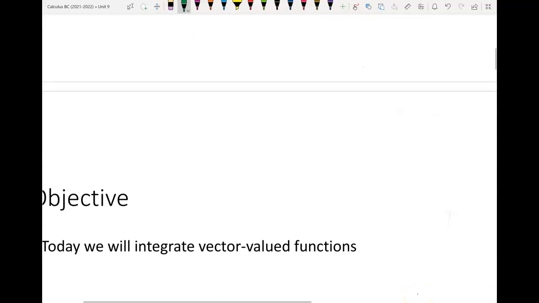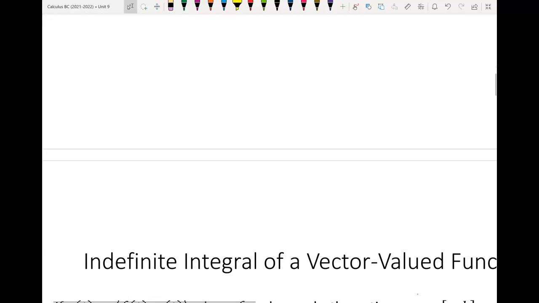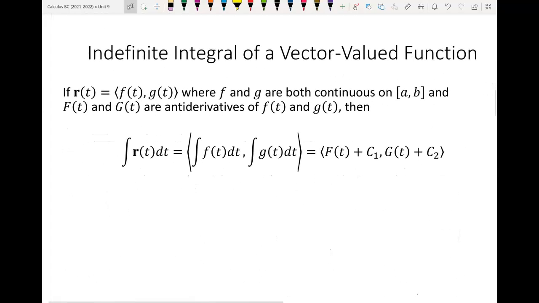Okay. All right, so our objective today, we're going to be integrating vector-valued functions. And the integration, the indefinite integral, is fairly straightforward. If we have a vector or parametric equations, we'll just go ahead and take the integral of both the x-coordinate and the y-coordinate, as we see there.